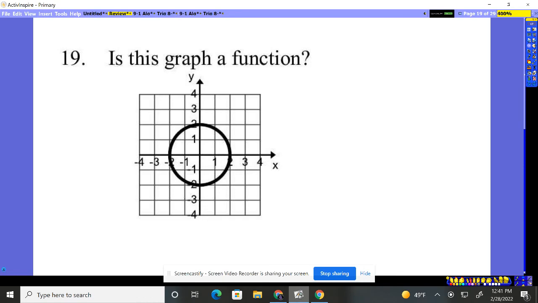19, it says, is this graph a function? That means for every x, there can only be one y. Notice when x is 1 right here, it has an answer here and here. That doesn't work. The other thing a lot of us like to use is the vertical line test. If I can draw a vertical line and it touches in more than one spot, it is not a function. So the answer here is not a function.